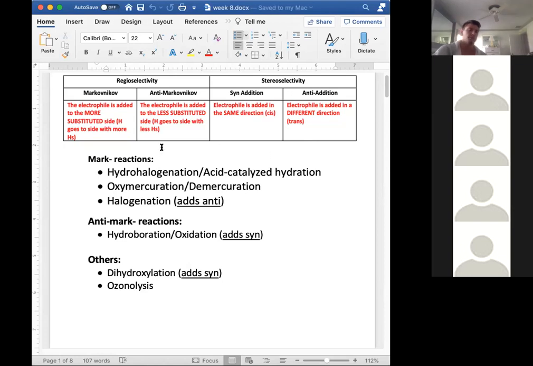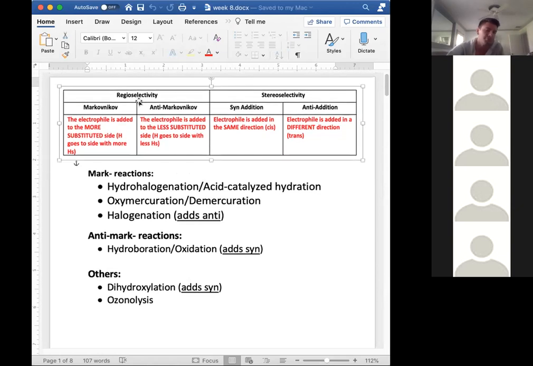So yeah, it does kind of come down to memorization. In order to break it down for you guys, there are these fancy German or Russian words, I don't know, Markovnikov and Anti-Markovnikov. You really just have to know what they mean and what reaction applies to them.